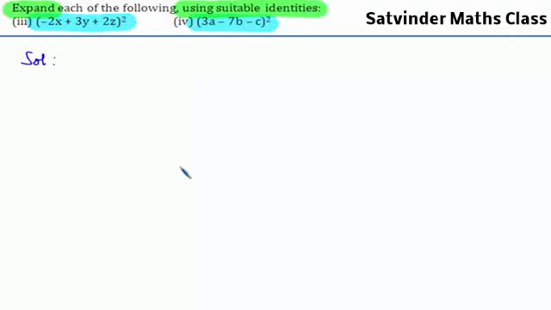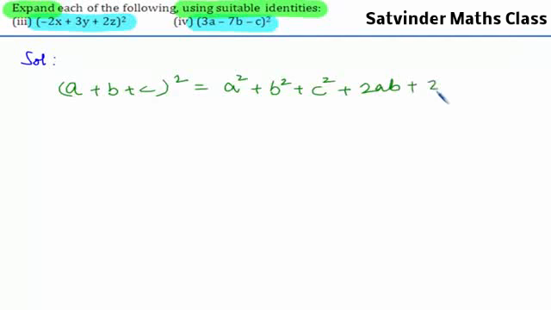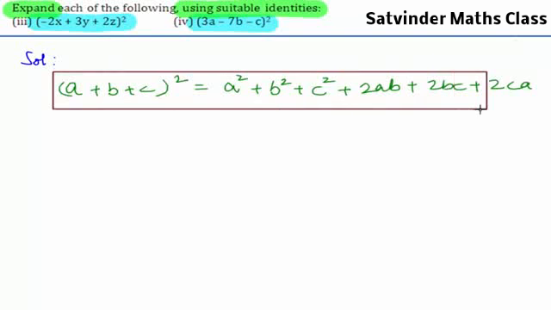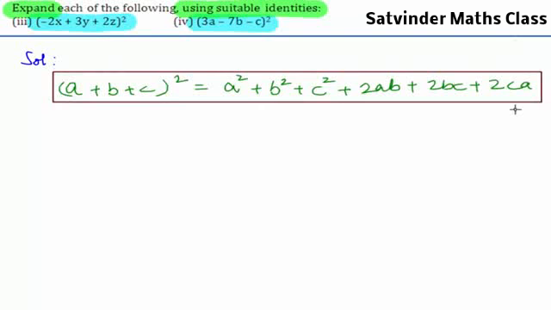Before expanding the given polynomials, let us recall the identity (a + b + c)² is equal to a² + b² + c². This is c. Let us write it neatly. This is c² plus 2ab plus 2bc plus 2ca. You need to remember this identity in order to solve or expand the given polynomials.